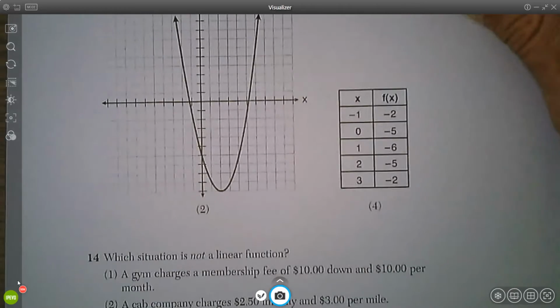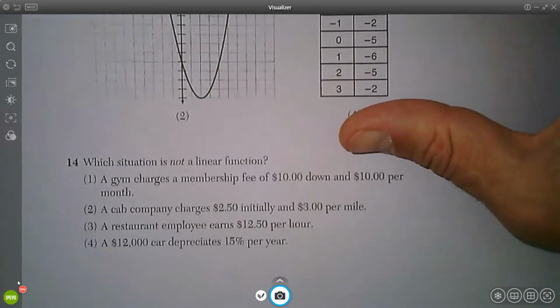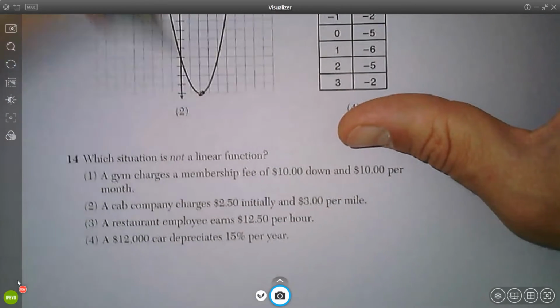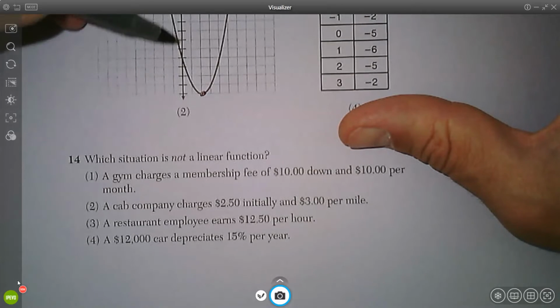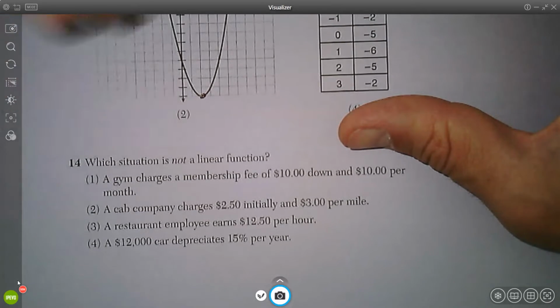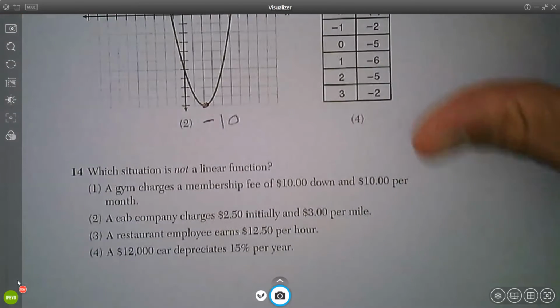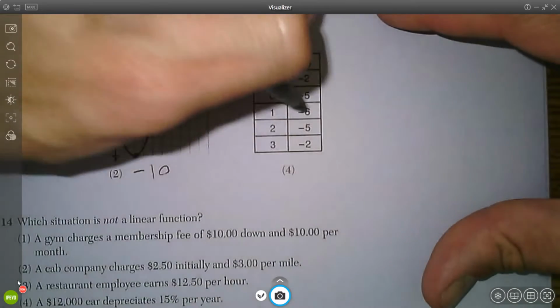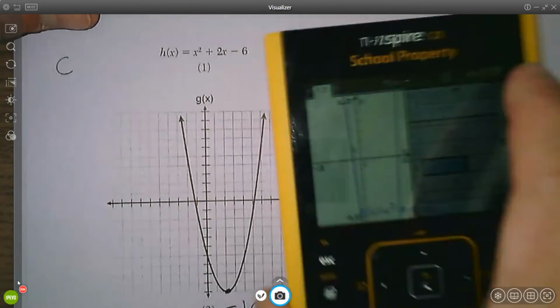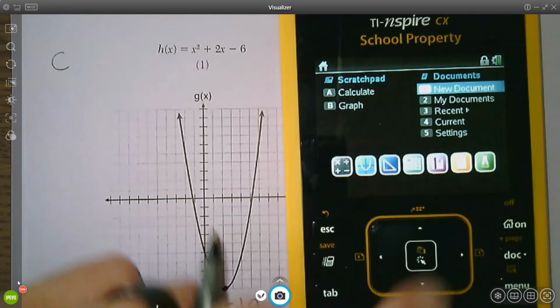So, two of these, you can just take a look at the graphs. The lowest point here is that. So if I count this down, 1, 2, 3, 4, 5, 6, 7, 8, 9, 10. So the minimum value here is negative 10. The minimum value here is negative 6. For choice 1 and choice 3, I'm going to need to plug these in the calculator to look at the table to get the minimum value.